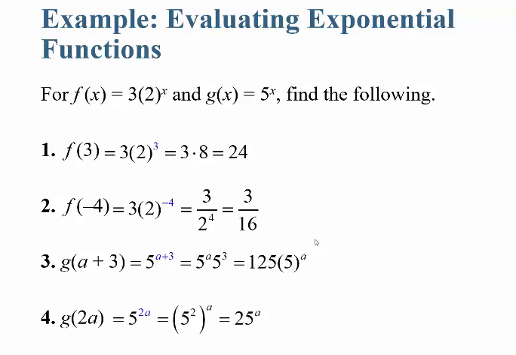You can do the same thing here. We have 5 to the 2 times a. Well, remember, multiplication implies it was a power to a power. So this is 5 to the 2nd power to the a power. Well, 5 squared gets you 25. And that a is still there. So it's just 25 to the a power.